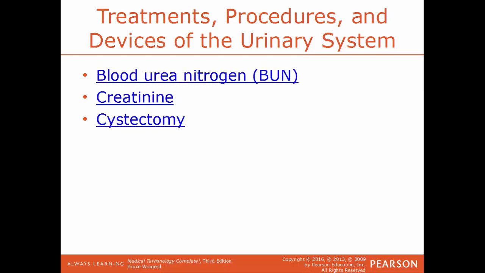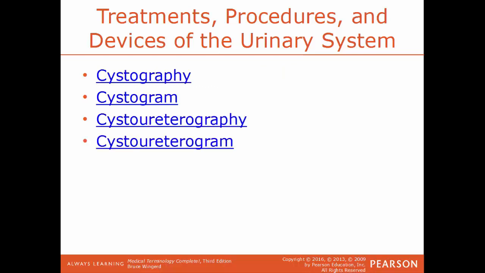Cystectomy. This is the surgical removal of the urinary bladder, or the surgical removal of a cyst. Cystography. This is a radiologic test that's used to visualize the urinary bladder. And this is done to check for bladder cancers, polyps, hydronephrosis, or any other types of defects found in the bladder. Then the result of that process would be a cystogram, the actual record of that examination.